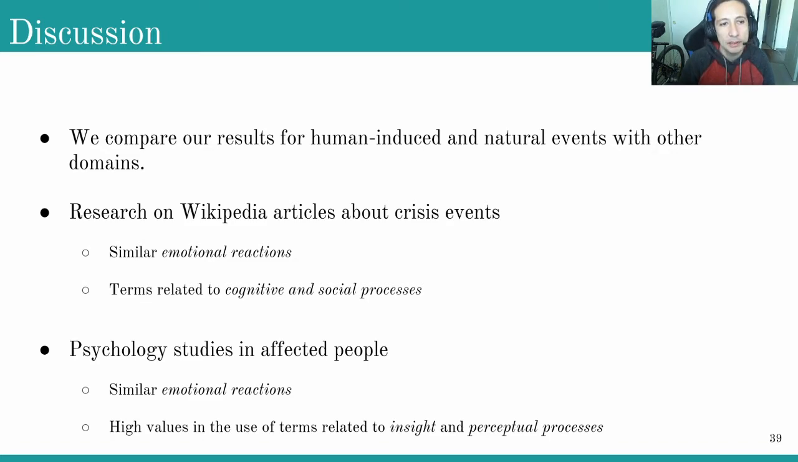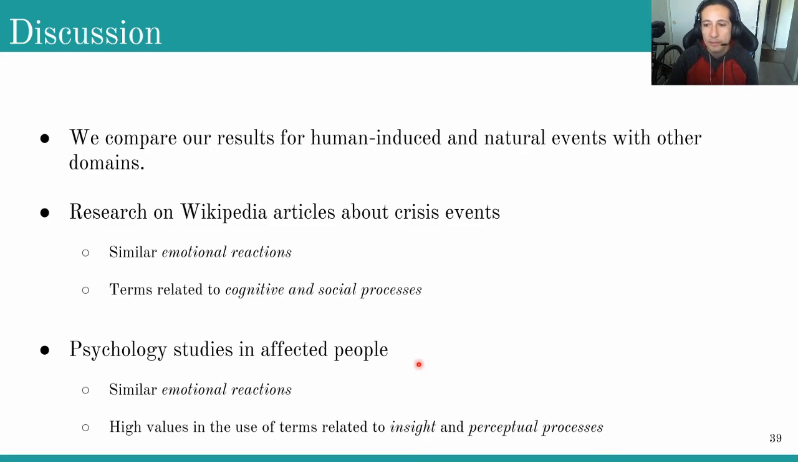With respect to the discussion, we compare our results for human-induced and natural events with other domains. In this case, with Wikipedia articles and psychological studies. In the case of Wikipedia articles, we found that articles and tweets seem similar in terms of emotional reaction, mainly related to negative emotion. Also, we identified that terms related to cognitive processes and social processes were similar in both platforms.